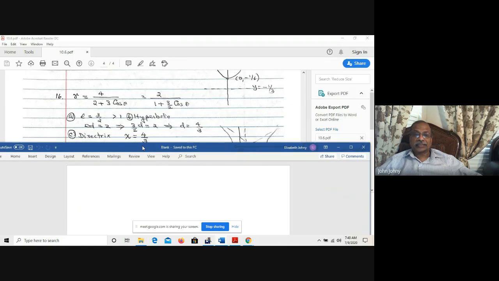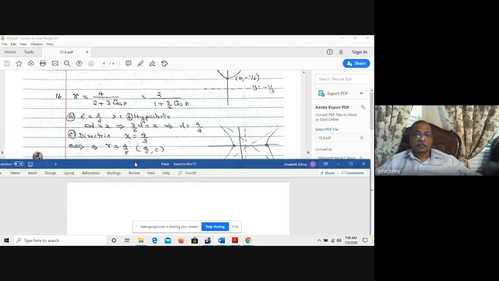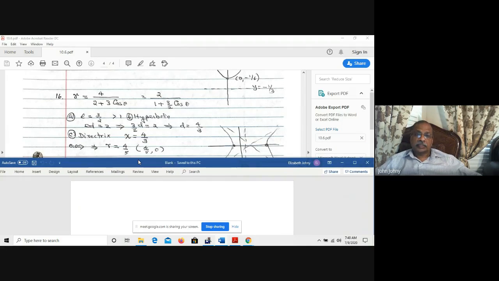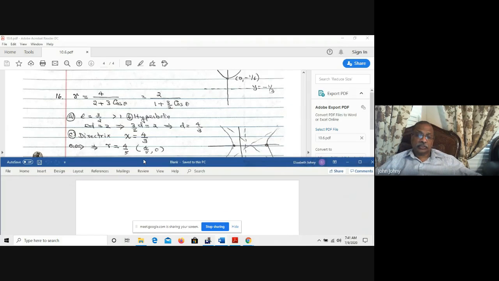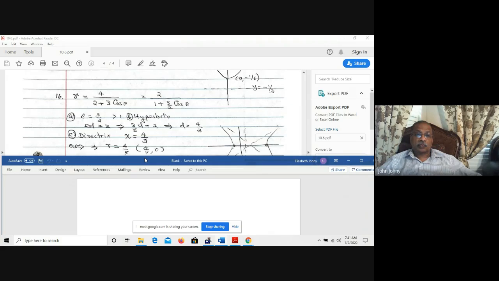Therefore, directrix is x is equal to 4 over 3. This is positive and cos theta. So it is x is equal to 4 over 3. And since it is cos theta, you have to set theta is equal to 0 and theta is equal to pi to find the vertices. So theta is equal to 0 means you substitute theta is equal to 0 here. R is 4 divided by 2 plus 3 cos 0. Cos 0 is 1. So it is 4 over 5, 0.